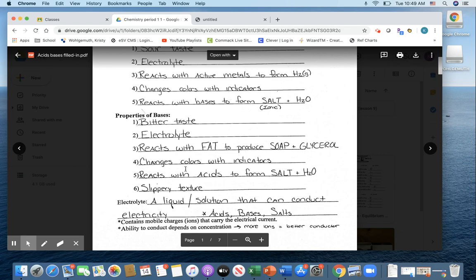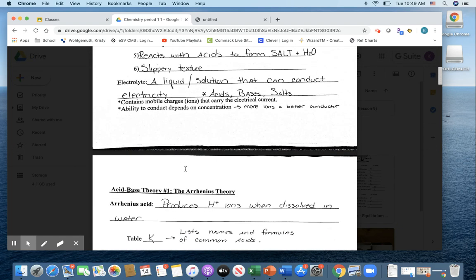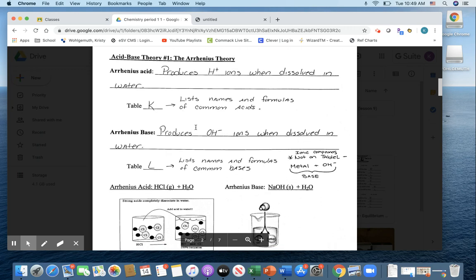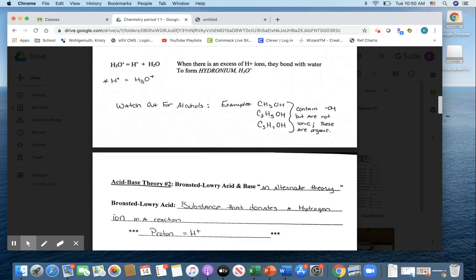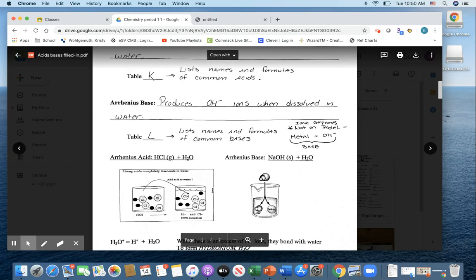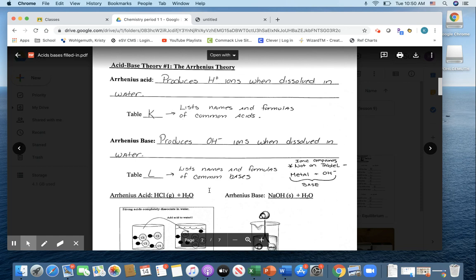All right, so let's move on to the next page, which is going to talk about one of the two theories of what is an acid and a base. So we do have two theories. This one is a little bit more basic just because of what is in the formula. And then tomorrow we're going to start talking about another theory, which is called the Bronsted-Lowry theory, which has to do with the way the substance behaves with other substances.